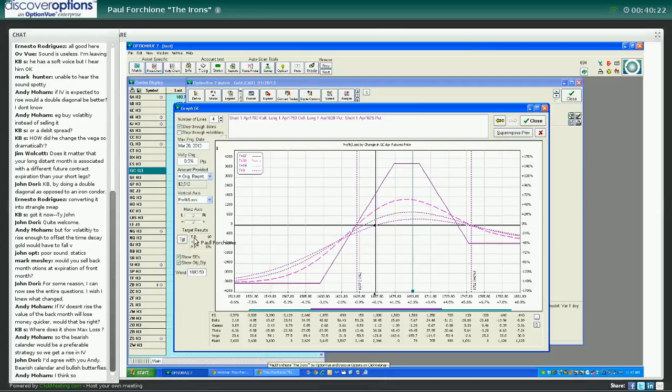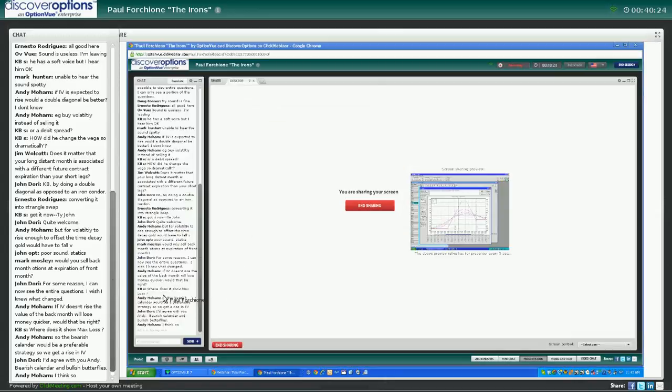Okay, let's see what other questions we have here. Where does the graph show max loss? Well, I just showed you that. It was way on the left-hand side or the right-hand side under the P&L line. It shows you the most that the trade can lose.